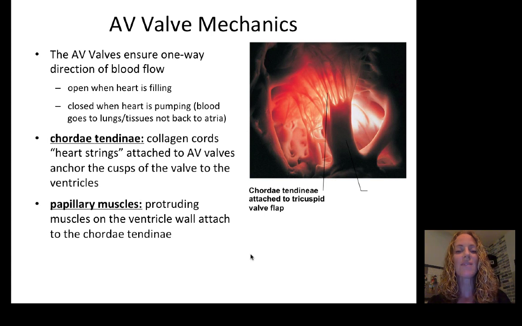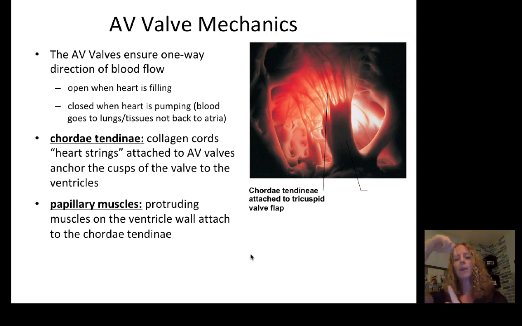These are attached to the AV valves, and they're going to anchor the flaps or the cusps of the valve to the bottom of the ventricle wall. You can think of these like parachute strings, so that as the valves are closed, they prevent the cusps from flapping backwards. You can think about this in the same way as if you've ever had an umbrella fail on you. So the umbrella is supposed to stay nice and tight, but if it fails and it flaps backward, then you lose the direction of the flow.